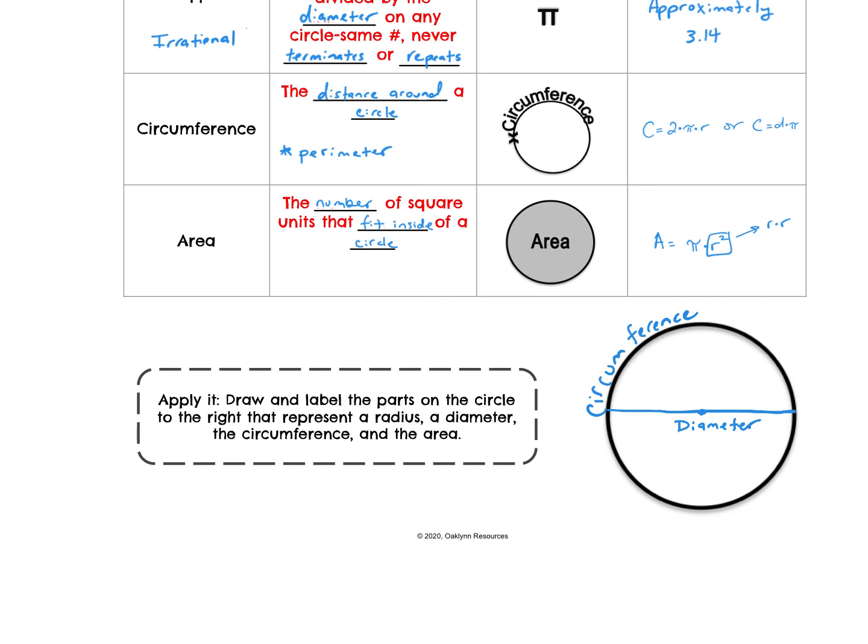The radius is from the middle to the edge, so this would be the radius. And then the area is just everything inside, so I'm just going to label that area.